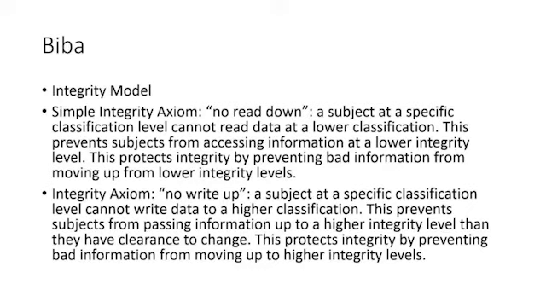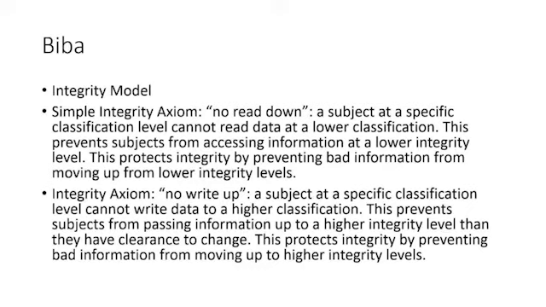So no read down, a subject at a specific classification level cannot read data at a lower classification level. That prevents them from accessing information at that lower integrity level. It protects integrity by preventing bad information from moving up from lower integrity levels to the higher levels. So no read down. We can't see what's down there below us. And no write up. So I can't take what I know and write up to a higher level. Again, a subject at a specific classification level can't write data to a higher classification level.